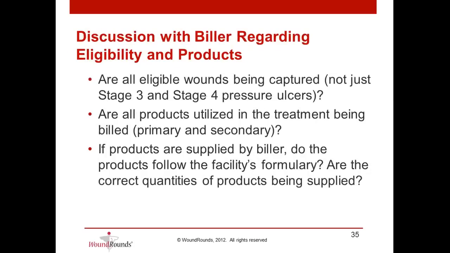Have discussions with your biller regarding eligibility and products. If you're doing the billing in-house, make sure that the person doing the billing is capturing all the wounds that are eligible, not just those stage 3 and stage 4 pressure ulcers that tend to be the most costly to treat. Don't forget about those venous insufficiencies as well. Those rack up a lot of costs too.